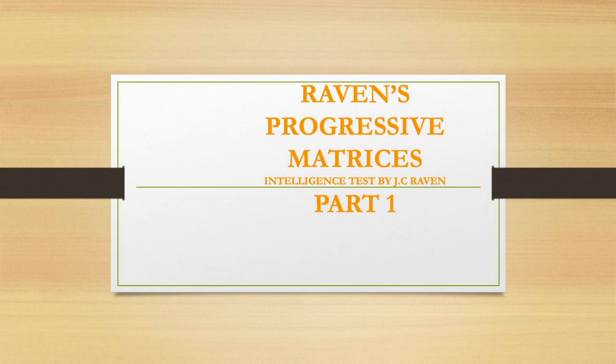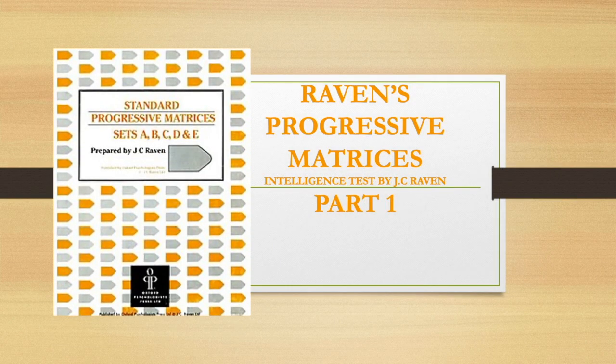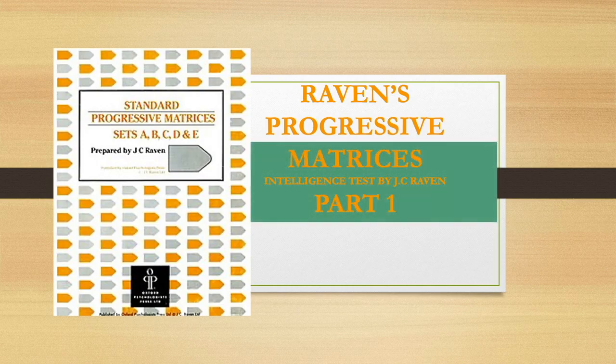Hello friends, today we are going to talk about Raven's progressive matrices, the intelligence test developed by J.C. Raven. Part 1. In this part, we are going to talk about the development of the test, its components and its types, etc. And in the second part, we are going to learn about the administration of the test. So let's start.